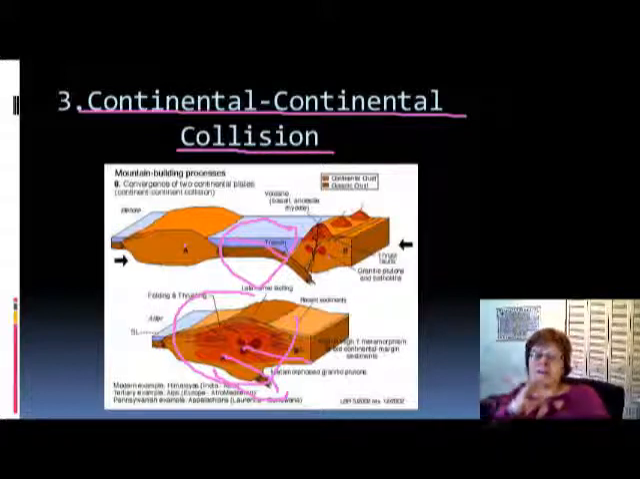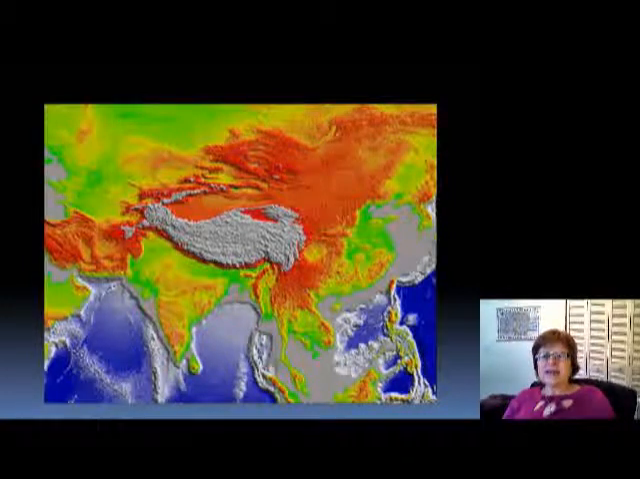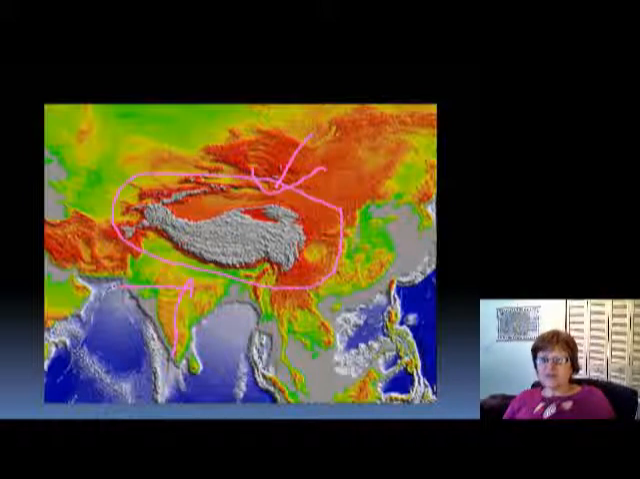Or we say that India is colliding into Asia, and the product of that collision is the Himalaya mountain. And this is an amazing picture of this. India is going up north and colliding with Asia, producing the Himalayas right here.